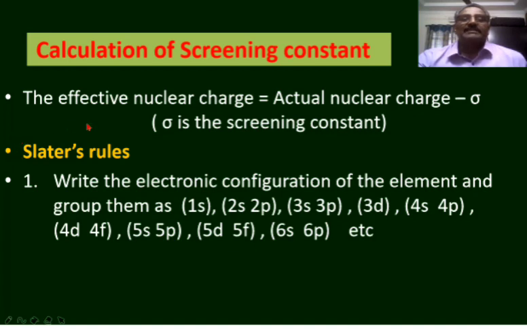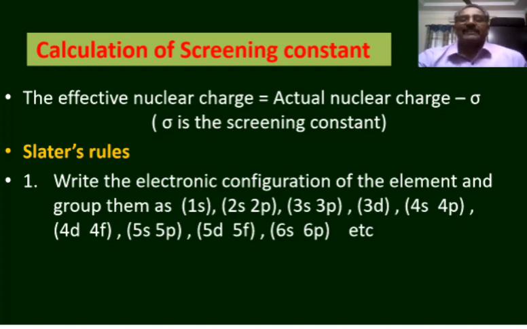You know that in the case of multi-electron atoms, the inner electrons act as a screen between the nucleus and the outer electrons. Because of that, the nucleus doesn't show its complete effect on its outer electron, and this effect is known as the screening effect.